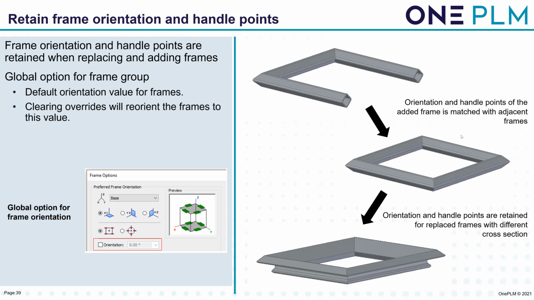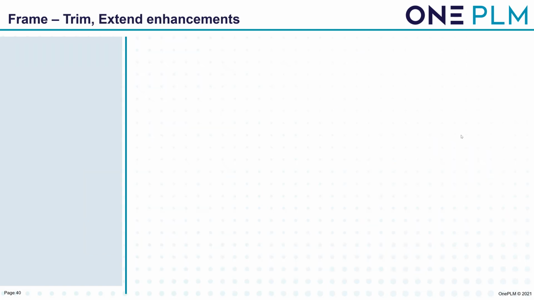We can see if we do replace options with a different cross section, we can go in and change the orientation if we need to by clearing the overrides and changing this global default orientation setting.